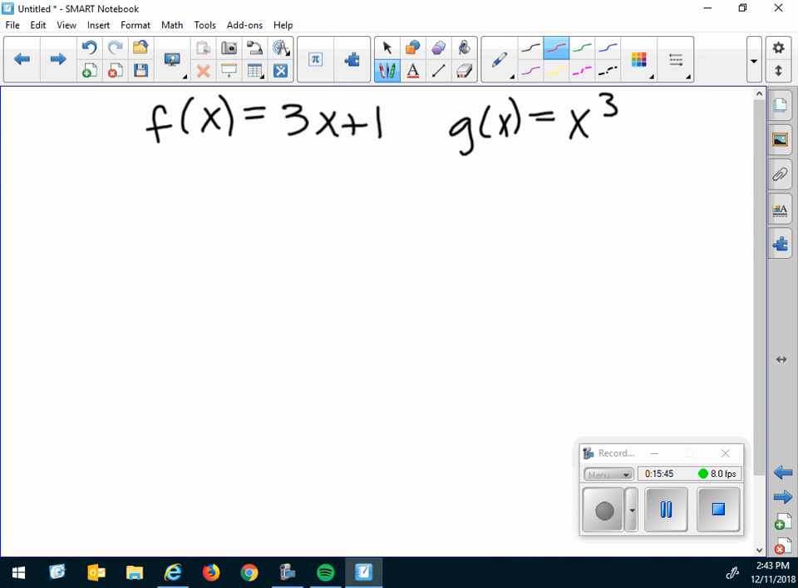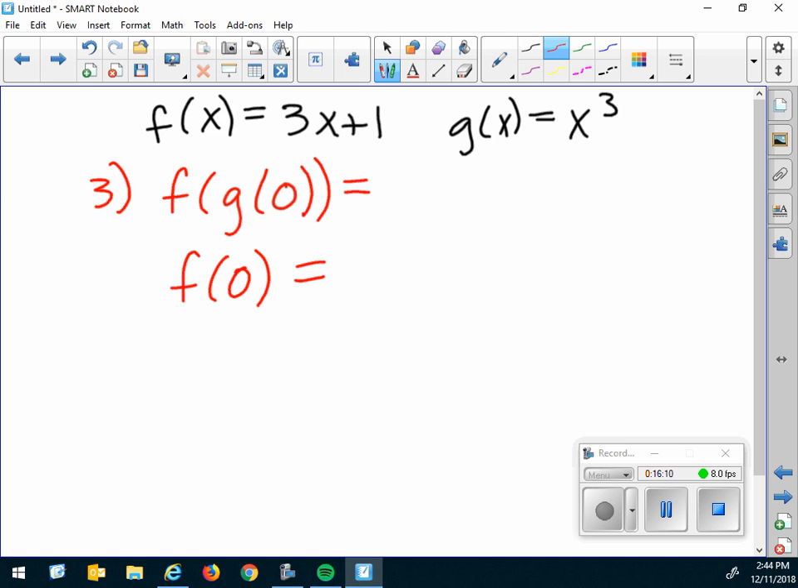All right. The third one here, f of g of 0. So what is g of 0? 0, because 0 cubed is 0. So you're going to write f of 0. And what is f of 0? 1.